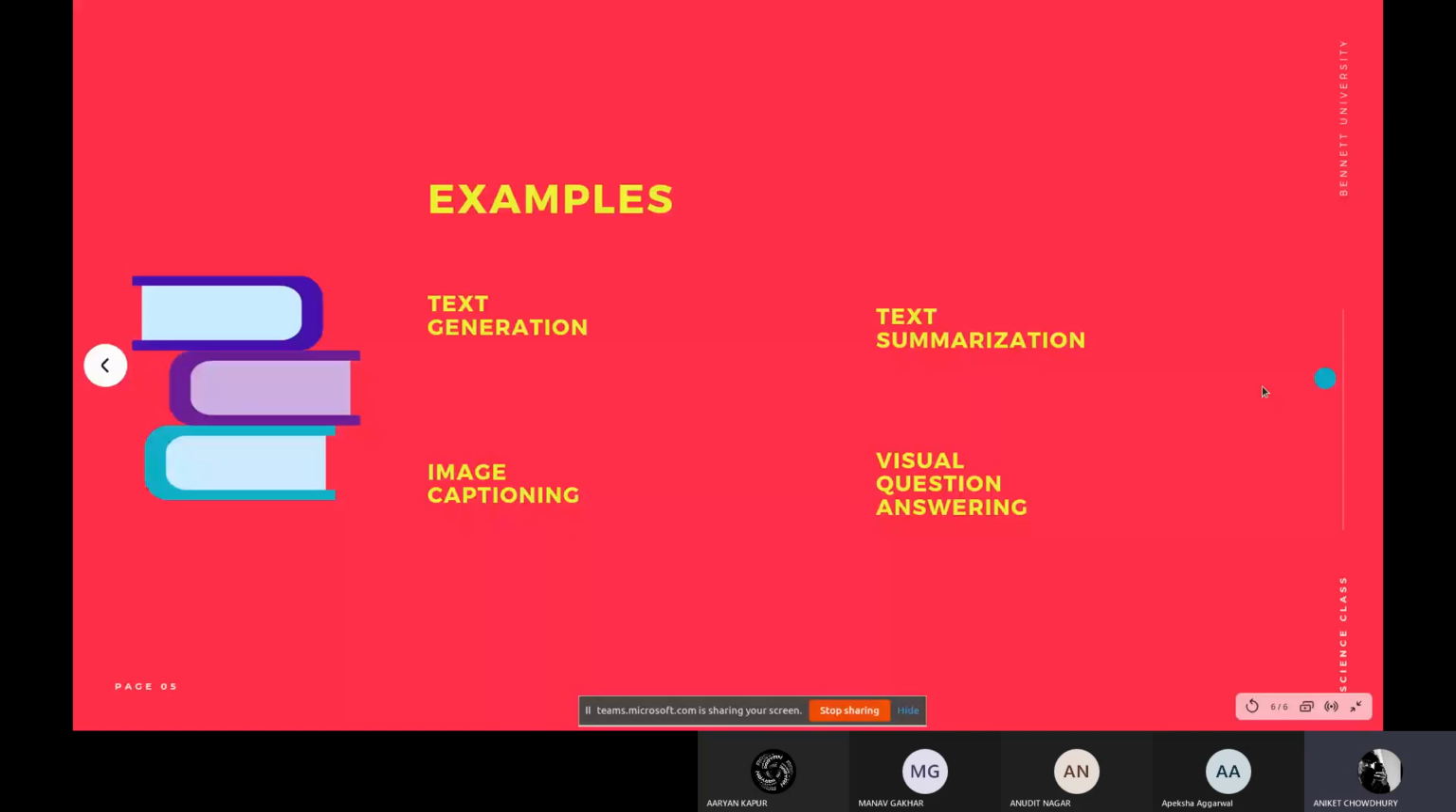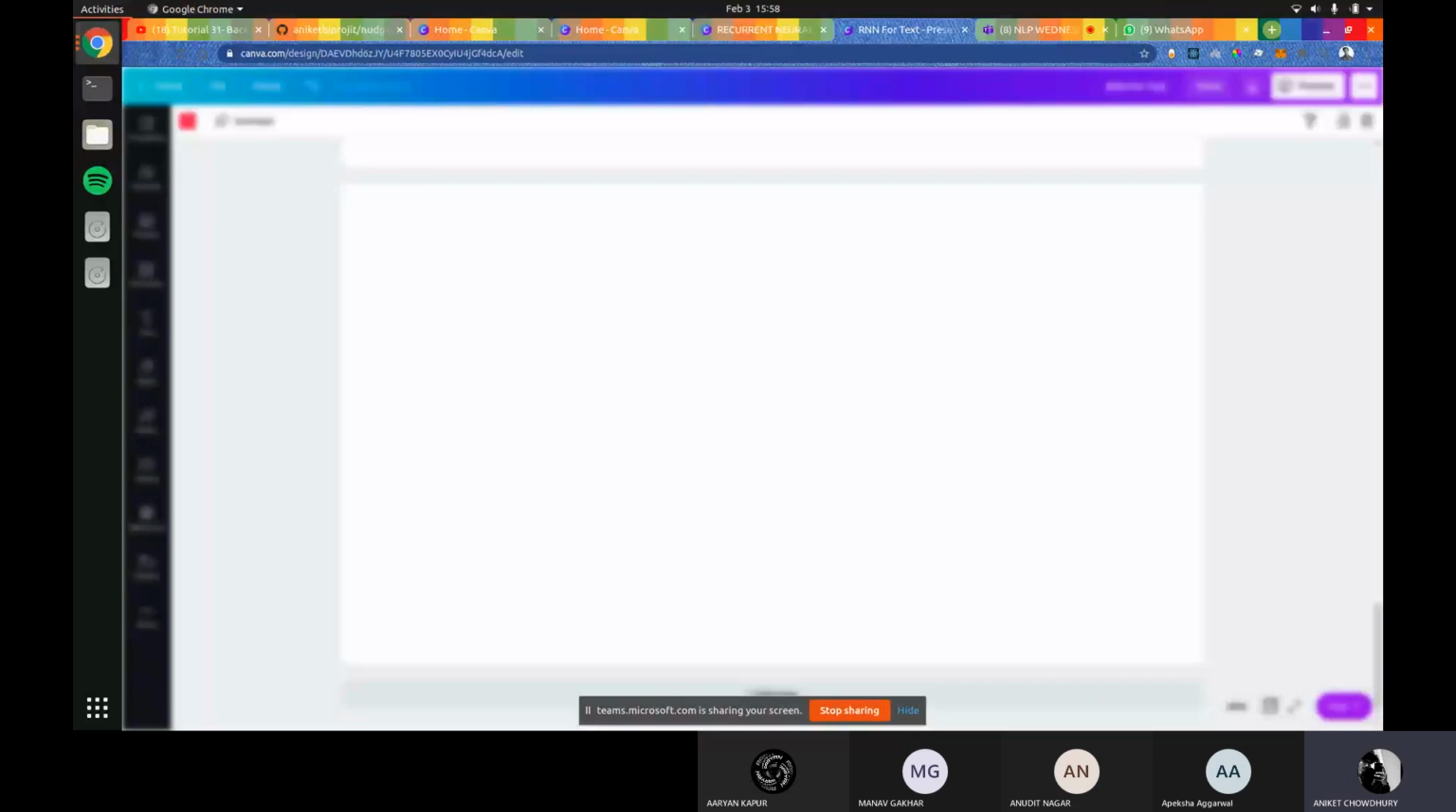These are some more examples which we have already discussed. There's also this thing called visual question answering, where we have some questions and an image, so both the data can be fed and a generative model can be defined to get the output of whatever the generated text is. Yeah, that was the end of it.